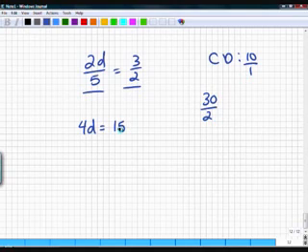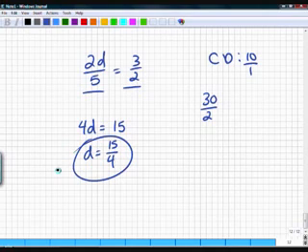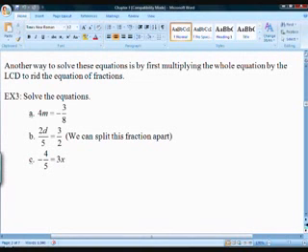See what you did? No more fractions. If you don't like fractions, multiplying every term by the common denominator will get rid of every fraction you've got. That's legal. You can do that. So what's the answer there? d equals 15 divided by 4. 15 fourths. Last one of these. I think we're nearly finished.